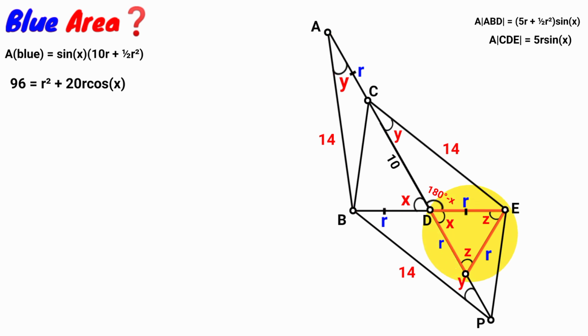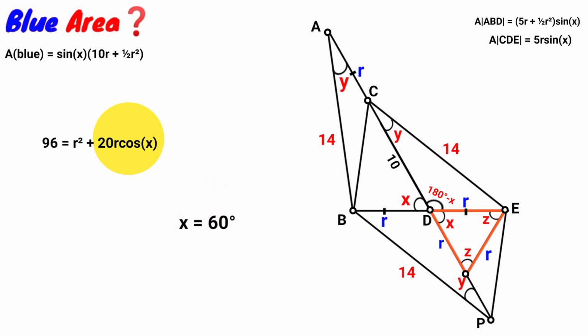Now look at this triangle. All its sides are equal in length. That is, it is an equilateral triangle. All the three angles of an equilateral triangle are 60 degrees. Therefore, this X will also be equal to 60 degrees. Substitute it here. Now 96 equals R squared plus 20R cos 60 degrees. Cos 60 degrees is 1 over 2. 20R times 1 over 2 is 10R. Bring this 96 to the right.